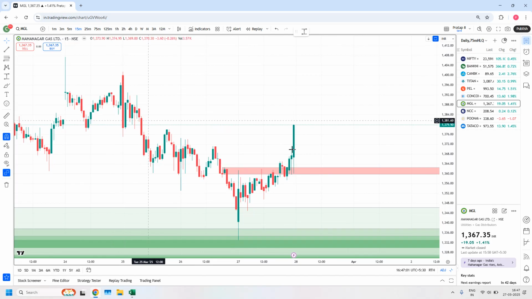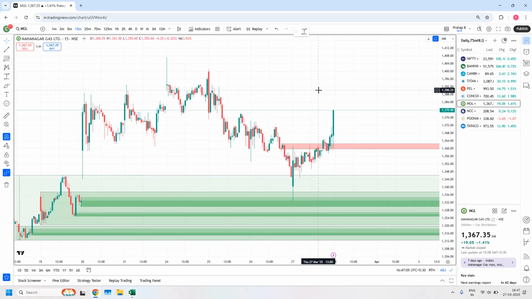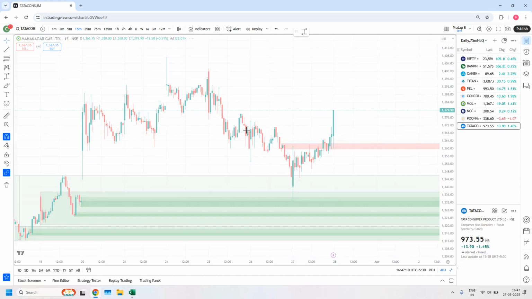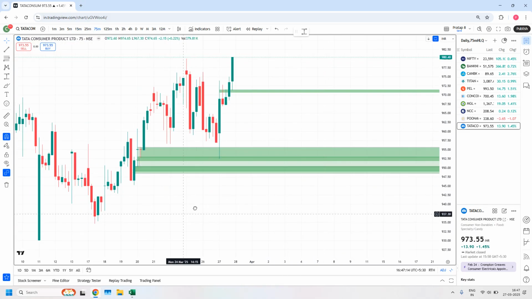Okay. So this is about MGL. In MGL we got 8.1% ROI. And the next one, another one we got, Tata Communications. This is also a 75 minutes high liquidity zone identified by our software.